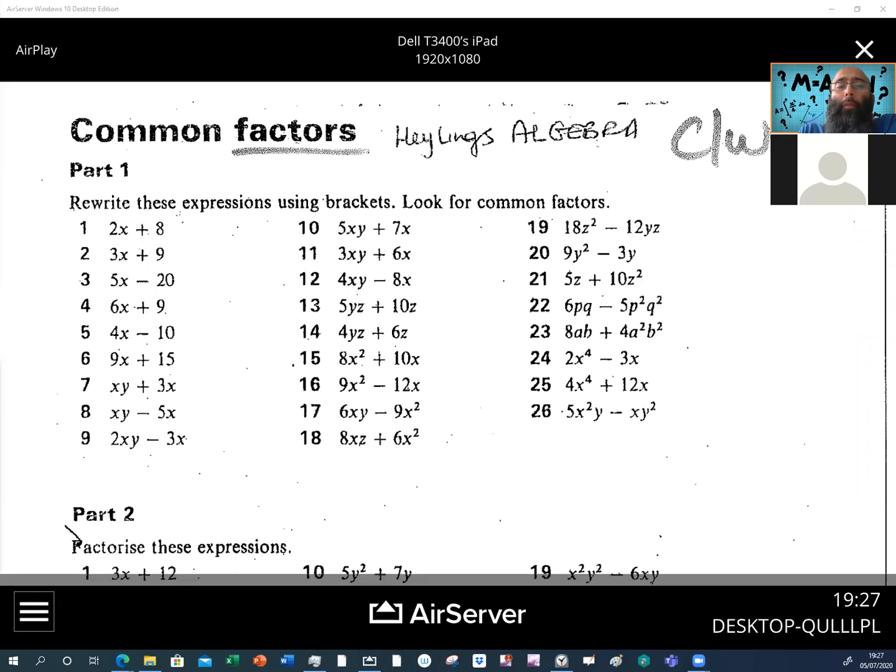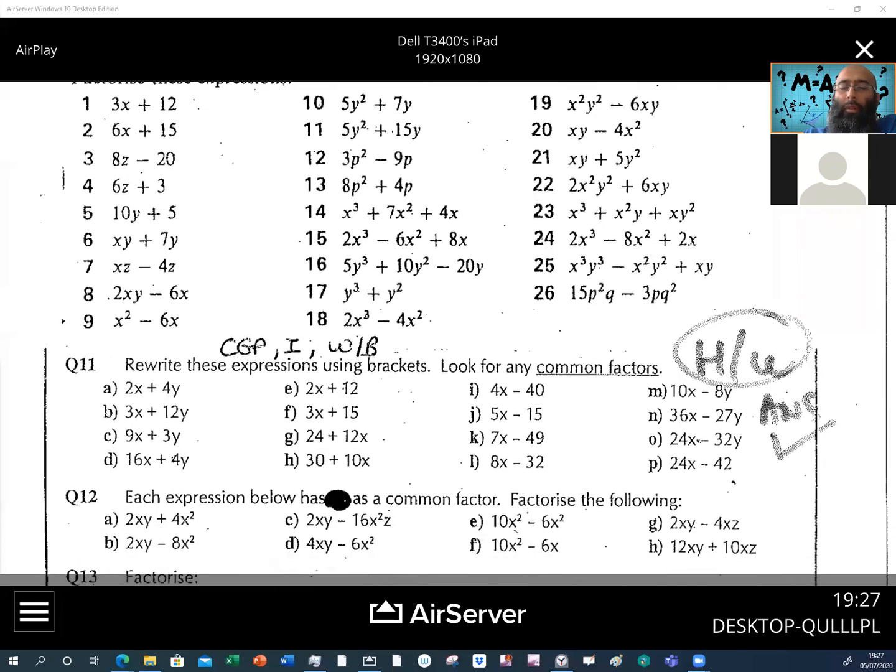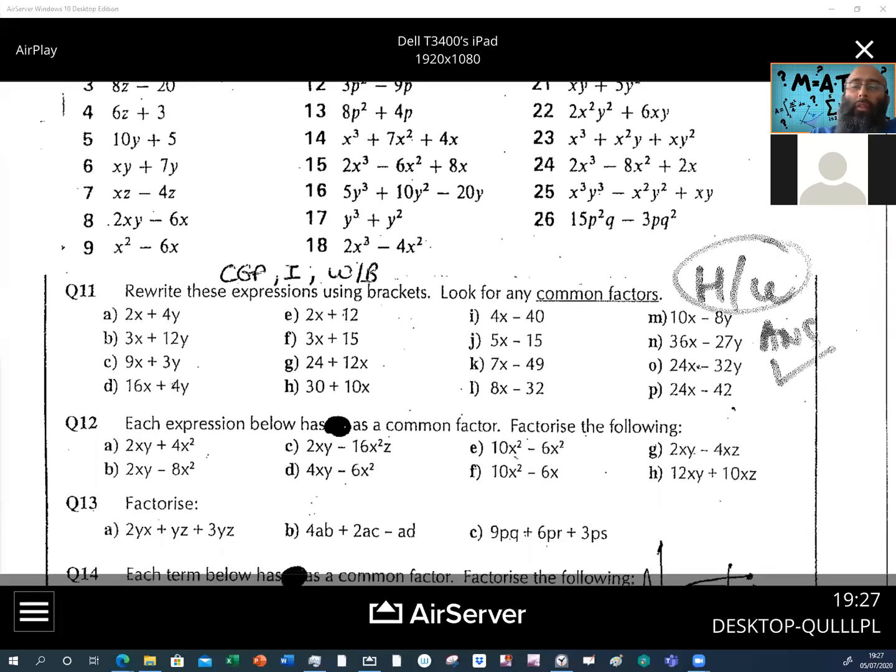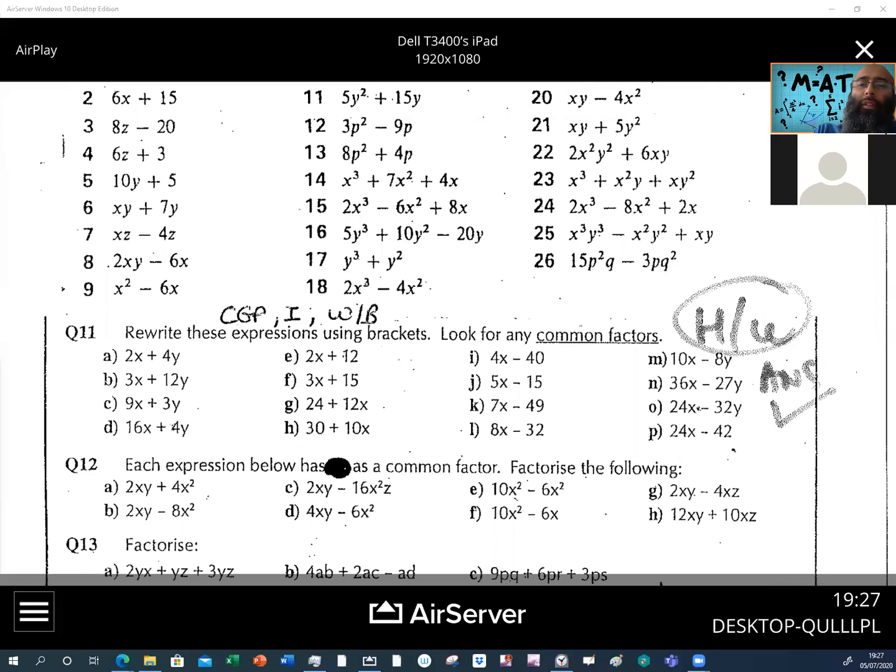Okay, folks, we're looking at common factors today. Haling's algebra. It says, write these expressions using brackets looking for common factors. So I've split the page up into two bits, first of all.